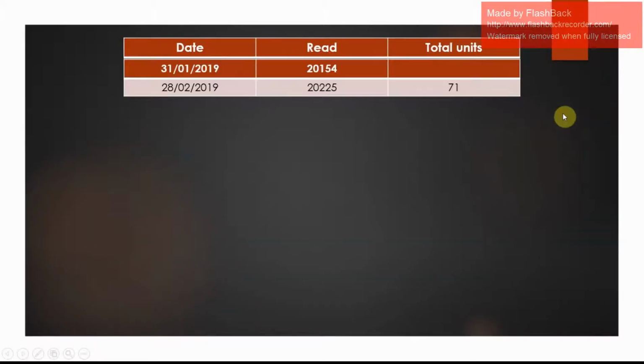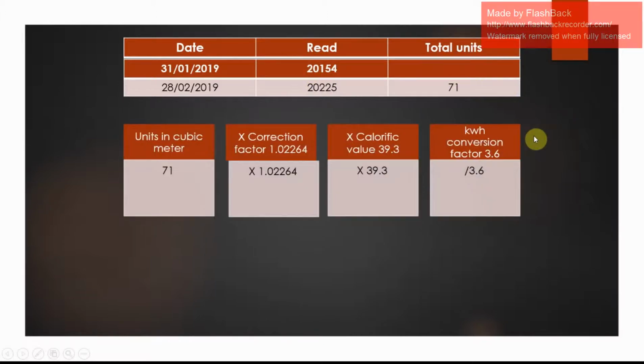Just assume that you move into a property on 31st January 2019, and you are given this read by your landlord, 20154. A month later you record this read from your meter, 20225, and that gives you 71 units. It's because the current read take away the previous read gives you 71 units in cubic meter feet.